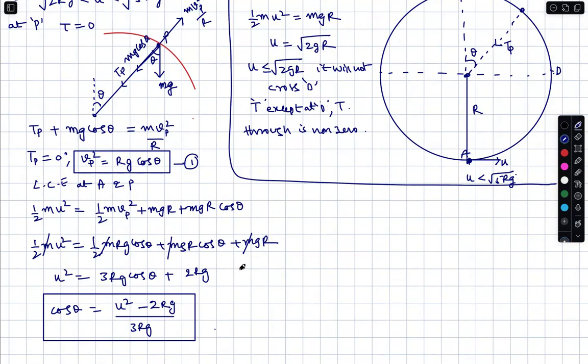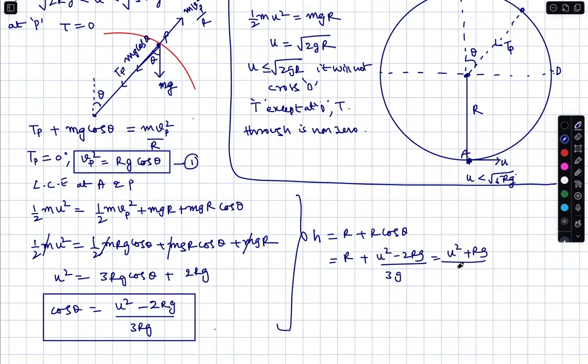That's all. Do you want to know at what height it is happening? Yes. The height when it happens is R plus R cos theta. R plus R cos theta is u square minus 2Rg by 3g. This is nothing but u square plus Rg by 3g.